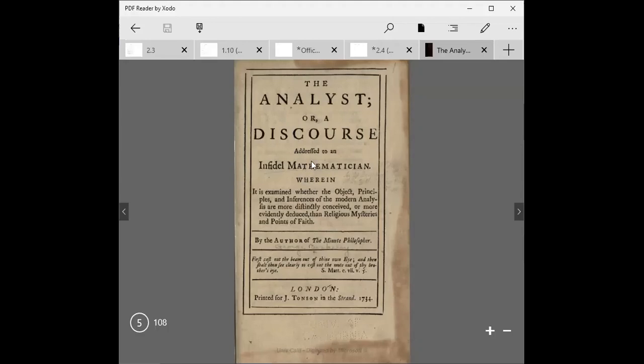Back in the day, here's a book that was written in 1734. And if you look at it, it says The Analyst. The branch of mathematics that deals with all this epsilon delta stuff and the definition of limit, that's analysis. So, The Analyst. It says, or a discourse addressed to an infidel mathematician. Oh no.